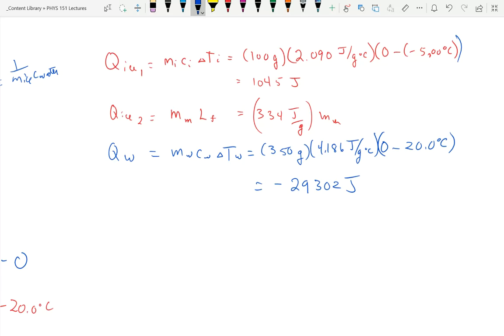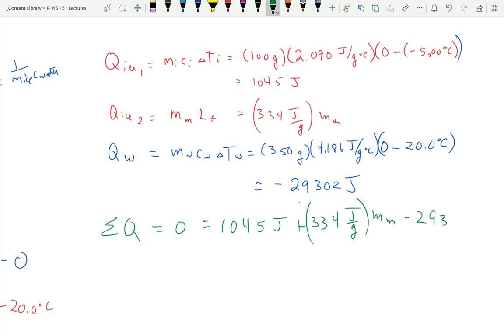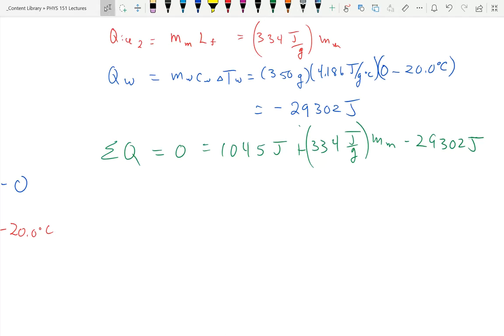Okay, so we only have 3. Why don't we have a fourth one now? Because it doesn't completely melt, so we don't have a term for warming up the melted ice. So now we add these all together. Sum of the heats equals 0 equals 1045 joules plus 334 joules per gram times the mass that melts minus 29302 joules. Right, so you see why I put in the numbers where I could, because this is a kind of ugly equation if you put in all the variables. It should actually be 29323.